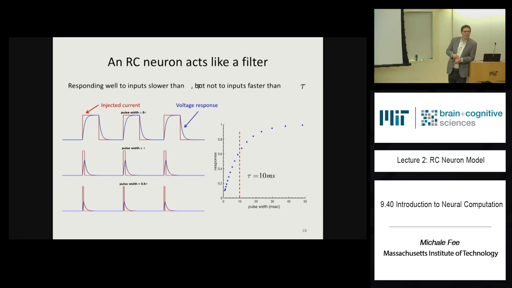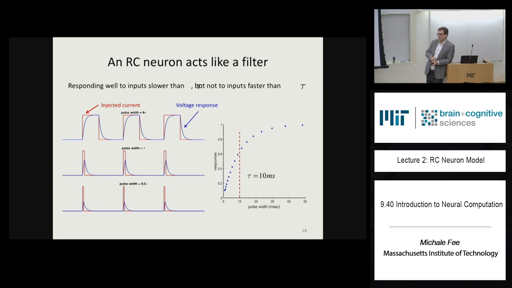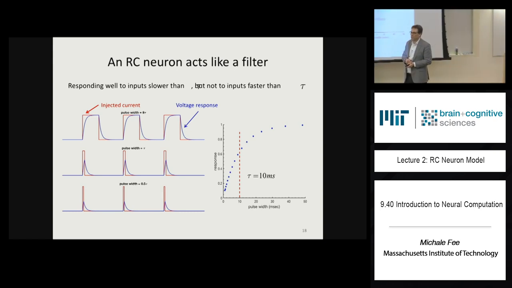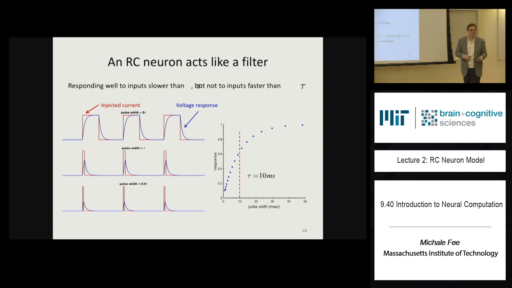All right, any questions? That was a lot of stuff all at once. Yes? I was just curious, on what order is the capacitance, nanofarads? Okay, it's 1 microfarad per square centimeter, 10 nanofarads per square millimeter. Okay? We're going to get to that in a second. That's a great question. We're going to get to what the actual numbers look like for real neurons.